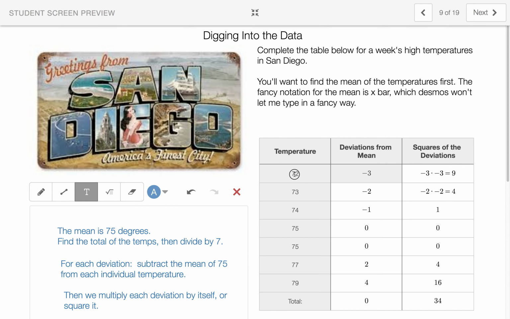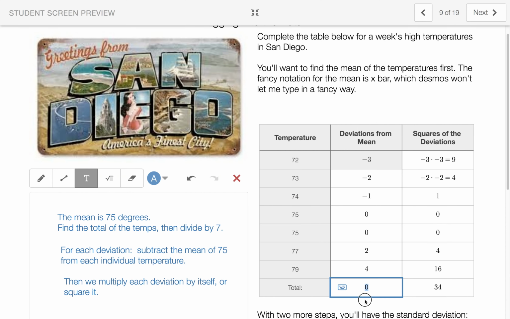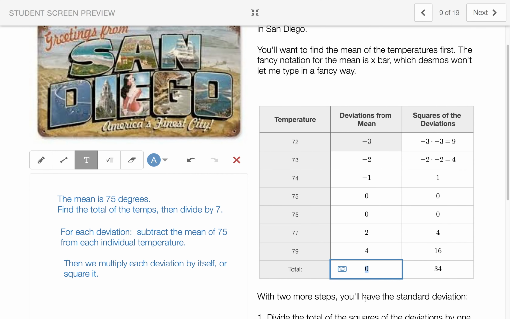So 72 minus 75 would give us -3. 73 minus the mean of 75 would give us -2, and so on. You'll find all of those deviations for this middle column. And when you add those up, those are always supposed to give you 0. Make sure you get a 0 right there before moving on.